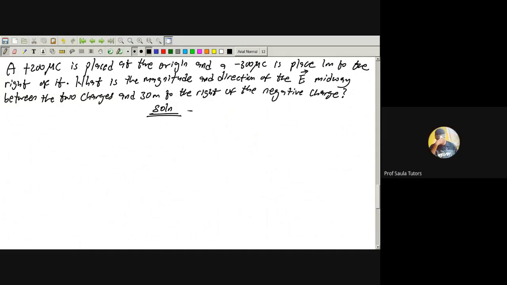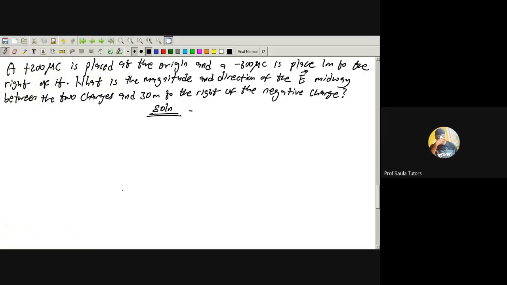So read the question. A 200 microcoulomb charge is placed at the origin, and a minus 300 microcoulomb charge is placed 1 meter to the right of it. What is the magnitude and direction of the electric field midway between the two charges and 30 meters to the right of the negative charge? Okay, that's all. Now see what we have here.